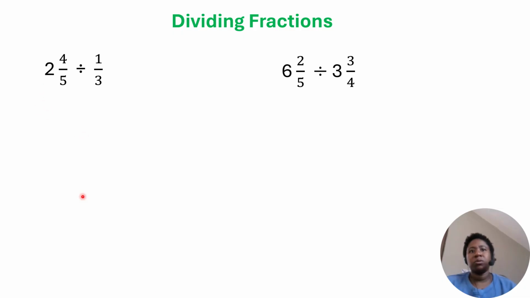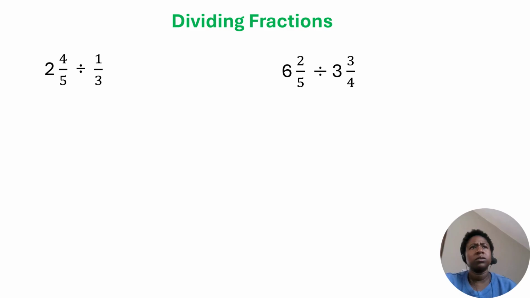In these examples, we have mixed numbers. So our approach will be to convert the mixed number to an improper fraction, then find the reciprocal of the second fraction so that we could multiply both. And I'll link a video at the end to assist with the conversion from mixed number to improper fraction and improper fraction to mixed.